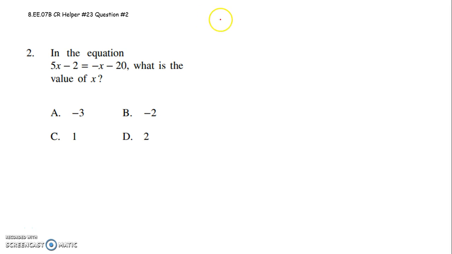So the first thing I'm going to do is just solve the equation. 5x minus 2 equals negative x minus 20. And I'm assuming your teachers put this type of equation on the CR because now there's variables on both sides of the equal sign. And in 8th grade is the first time you normally hit equations that have variables on both sides, so we have to know how to attack that. What you do is you move all x's to the left side of the equal sign and all constants, those regular numbers, to the right-hand side. So that's what I'm going to do.